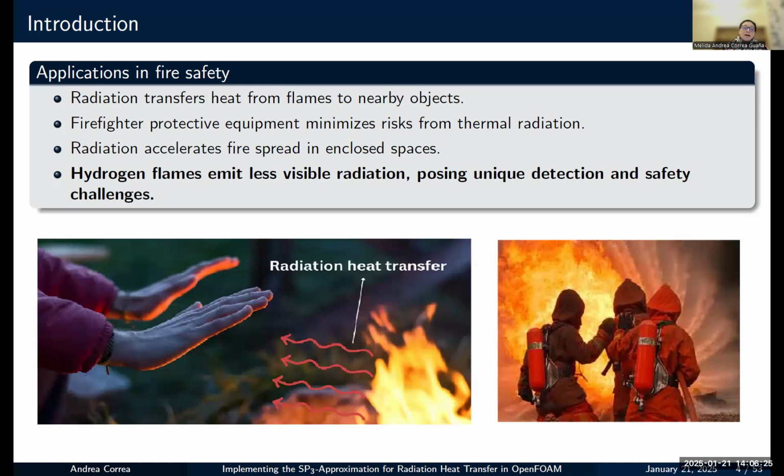Currently, there are applications that use hydrogen as an energy source. One of the most important challenges is safety when there is a scenario with hydrogen jet flames. This is because hydrogen flames emit less visible radiation than hydrocarbon flames, which makes them difficult to detect, increasing the risk, of course, of accidents and complicating emergency response.